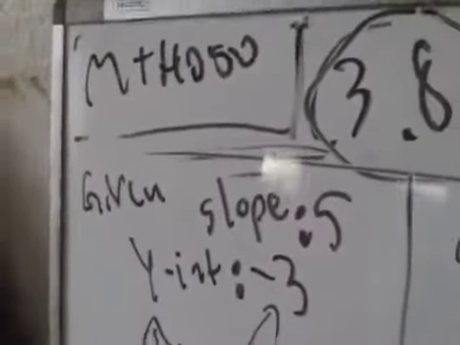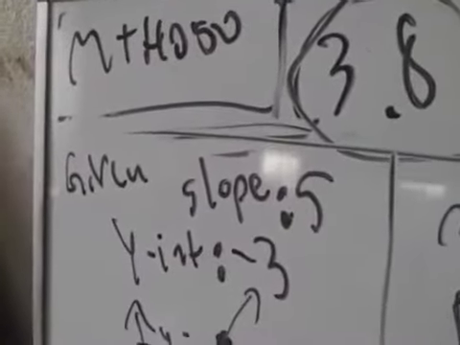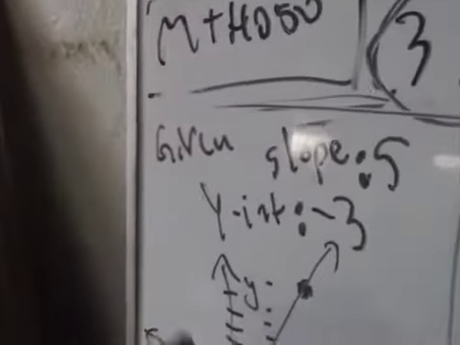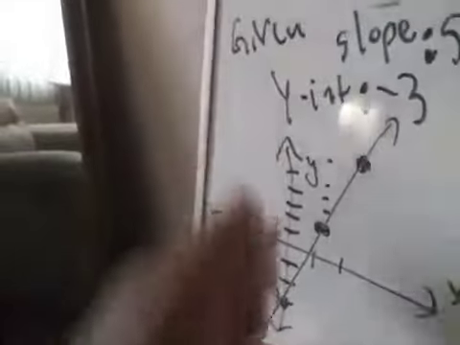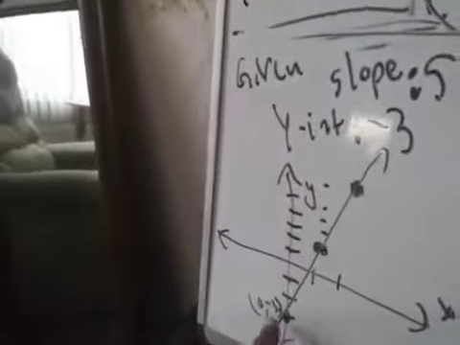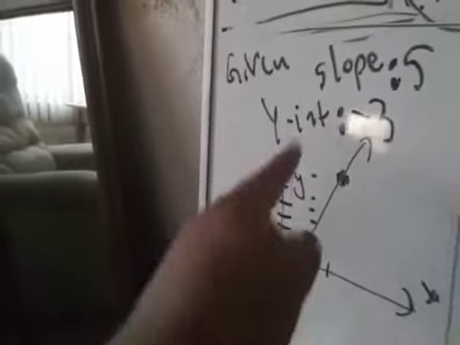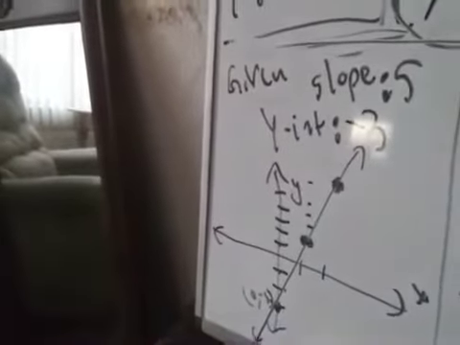So you're given the slope is 5 and the y-intercept is -3. The y-intercept means it has to go through the y-axis at -3. So the first point you plot is (0, -3), because that's the y-intercept, which is what it gave you, -3.